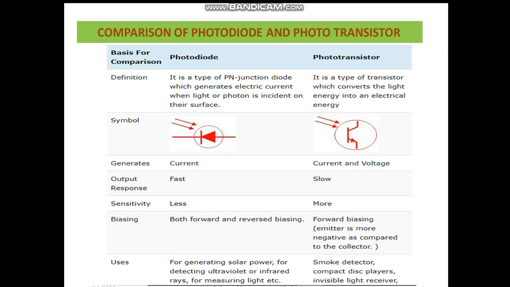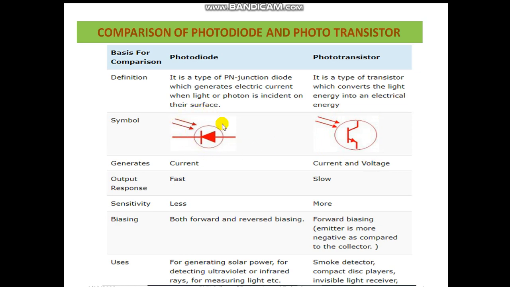The first column indicates the comparison of photodiodes, the second one is indicating phototransistors. So a photodiode is a 2-layer device, a phototransistor is a 3-layer device. So what is the benefit of this 2-layer and 3-layer? In the photodiode, the output will be the current, but here we will get the current as well as the voltage. So the phototransistor generates both current as well as voltage.